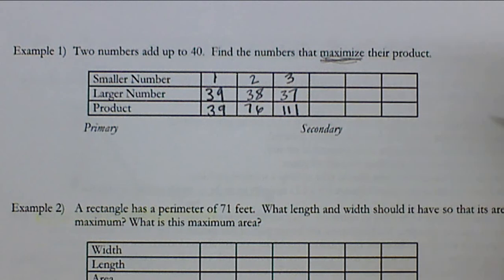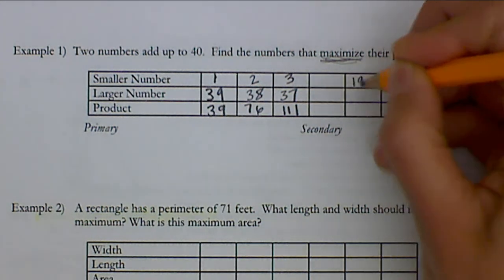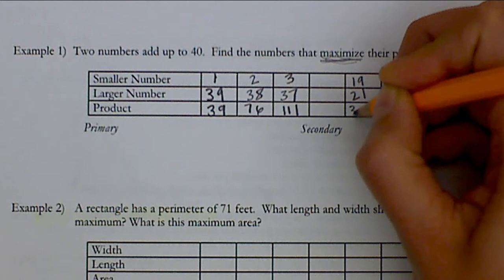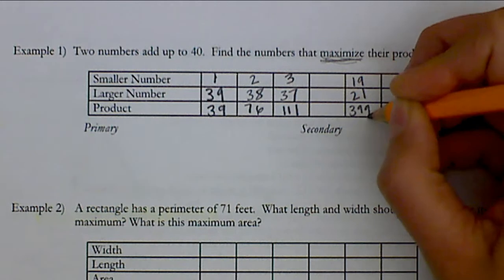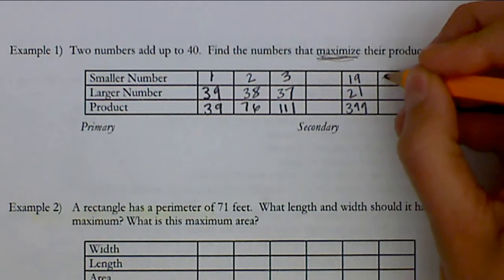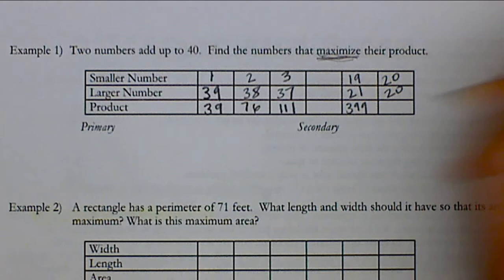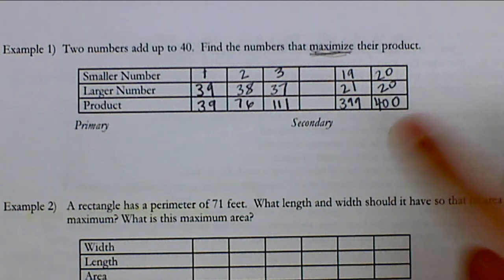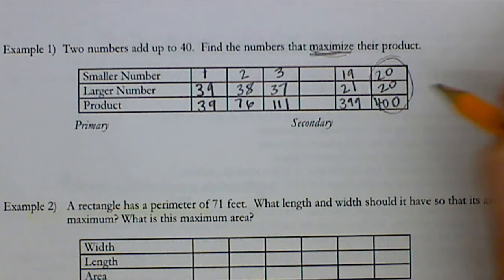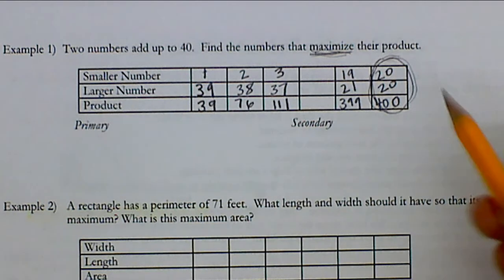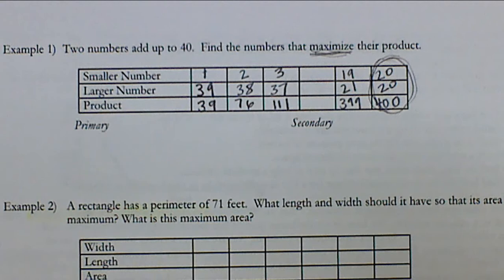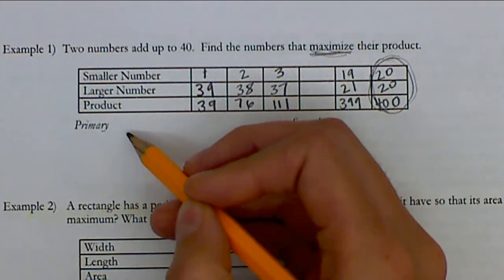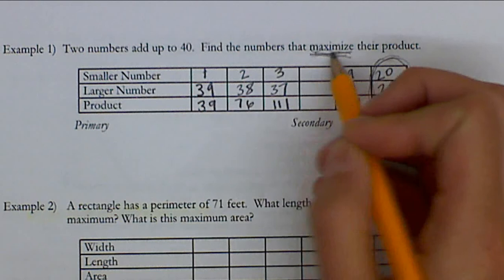So I could do something like 19 and 21. That product is 399. And some of you are maybe already guessing, oh, it should be 20 and 20. That product gives us 400. So that's what I think is going to maximize it. It took a little bit of guess and check. I think this is the maximum, but let's prove it using calculus. So my primary equation is going to be the numbers that maximize the product.